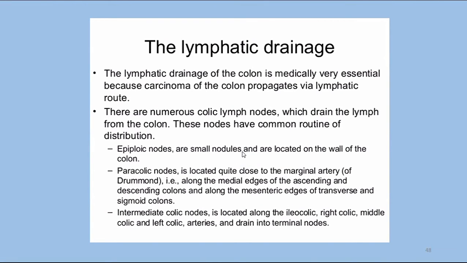Lymphatic drainage. Lymphatic drainage of the colon is medically very essential, because when you have colon cancer, the cancer cells propagate via the lymphatic route. There are numerous colic lymph nodes. We have epiploic nodes located on the walls of the colon. We have paracolic nodes along the medial edges of the ascending and descending colons. And we have intermediate colic nodes located along the iliocolic, right colic, and middle colic arteries.